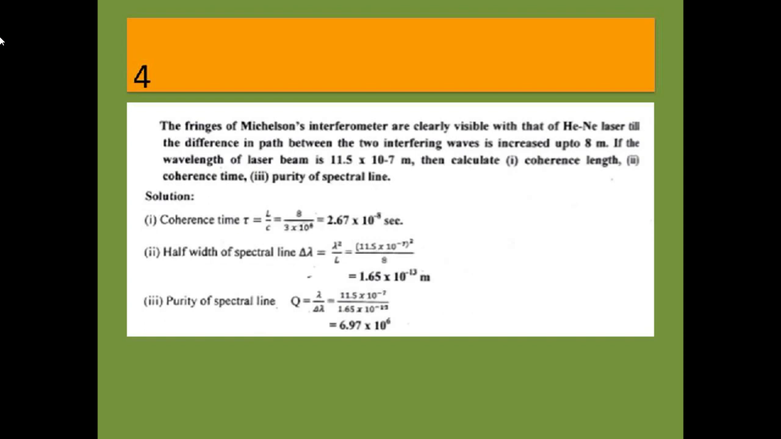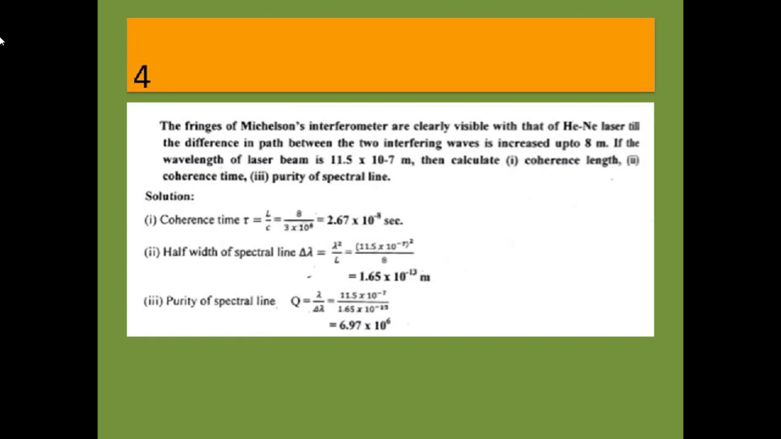So here they gave us length, that is 8 meter. We know velocity of light is 3 into 10 to the power 8 meter per second. So first we can find the coherence time. It is denoted by tau is equal to L upon C is equal to 8 upon 3 into 10 to the power 8 is equal to 2.67 into 10 to the power minus 8 second.